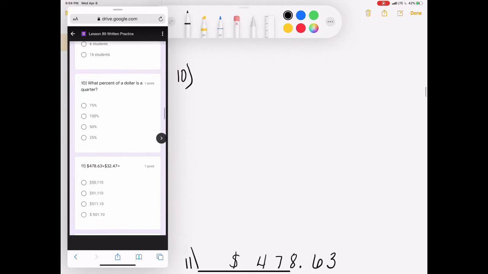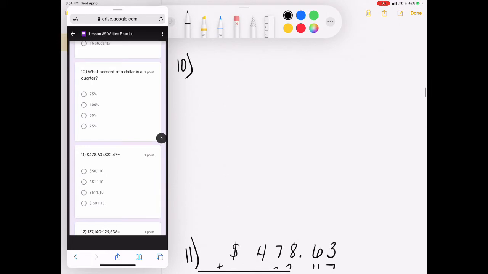Number 10. What percent of a dollar is a quarter? So we have 25 out of 100 when we have a quarter. So we have 25% of a dollar.